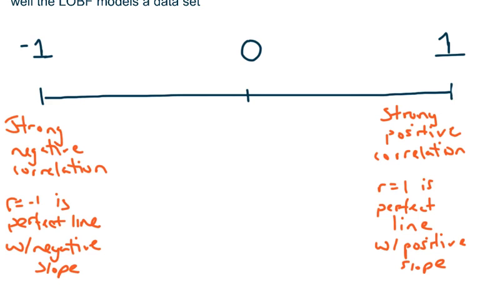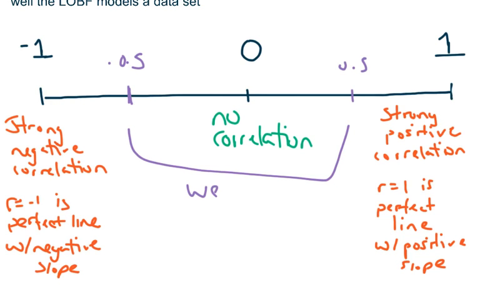As we get into the middle, really anything like -0.5 to +0.5, those are weak correlations. If we were exactly 0, this would be no correlation. If your R value is 0, or really even approaching 0, there's no correlation there. That's what that number represents. Somewhere in the range of -0.5 to +0.5 is a very weak correlation, and maybe a line isn't the best way to model that set of data.